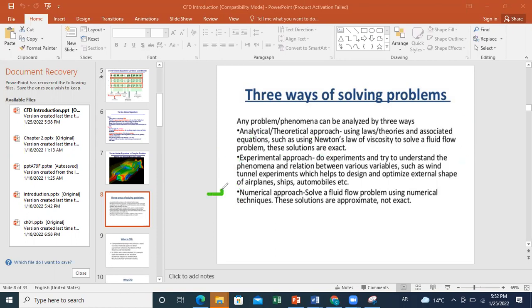So in the numerical approach, we will try to solve a fluid problem using numerical techniques. Now, the good thing about this approach is that we save time and we save cost, but the problem is that these methods are approximate and not exact. And our purpose in this course is to try to reduce the error of these techniques and develop several numerical techniques that can be used to solve complex engineering problems.